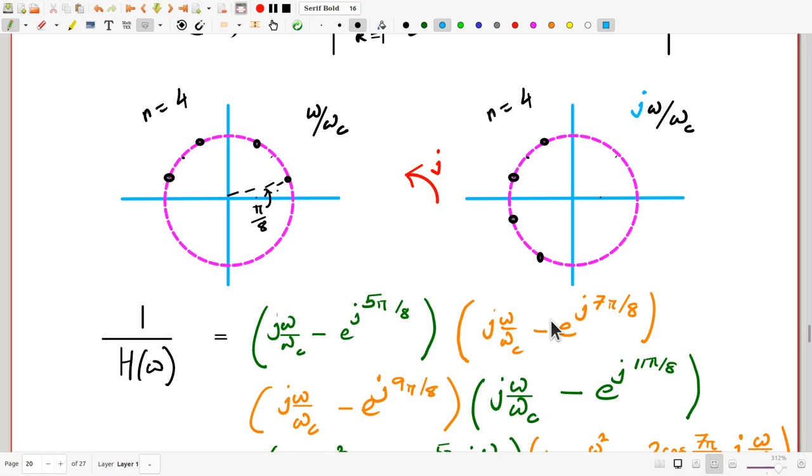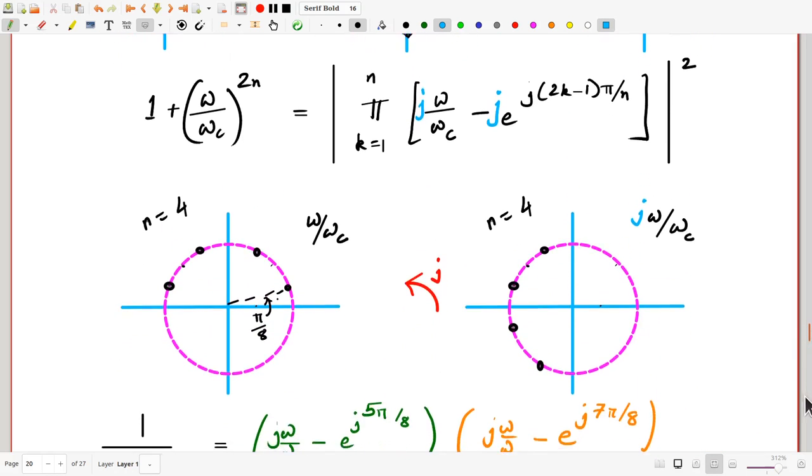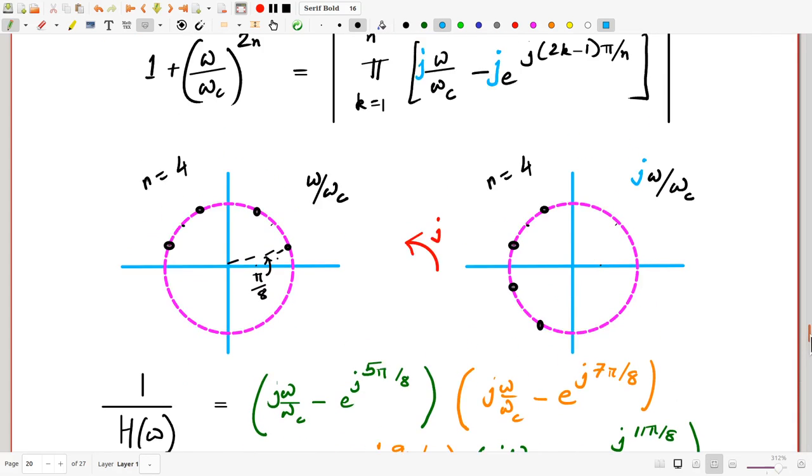Remember, if you multiply these two things together, you get e to the j 16 pi by 8, or e to the j 2 pi, which is 1. So unit magnitude numbers whose product gives you 1 are complex conjugates. So these two things are complex conjugates, and these two things are complex conjugates. The whole factors are not complex conjugates, by the way, because j omega by omega c is a purely imaginary quantity which is there in both the terms. However, exploiting the fact that the phase angles here are complex conjugates, you can easily multiply them together pairwise, the green brackets with the green brackets and the orange brackets with the orange brackets.